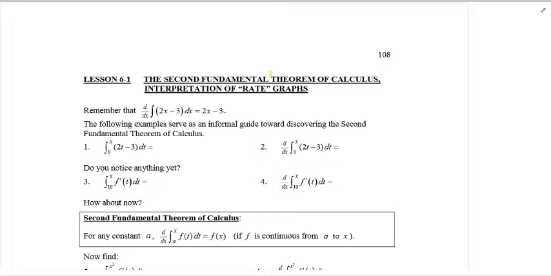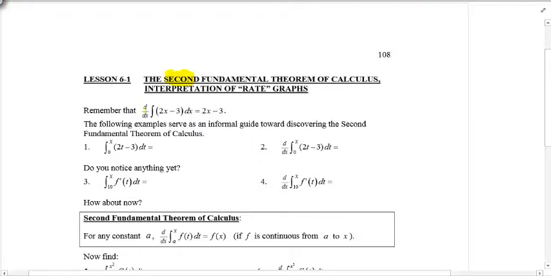Alright, this is lesson 6.1 of AP Calculus AB, and in this lesson we'll take a look at two topics. You might be thinking, hey, didn't we do the fundamental theorem of calculus already? Yes, but there's a second part that I want to deal with today. And we'll also talk about these rate graphs, which are often on the AP exam, and how to interpret them and figure them out. So, we're going to take a look at the second fundamental theorem of calculus first.